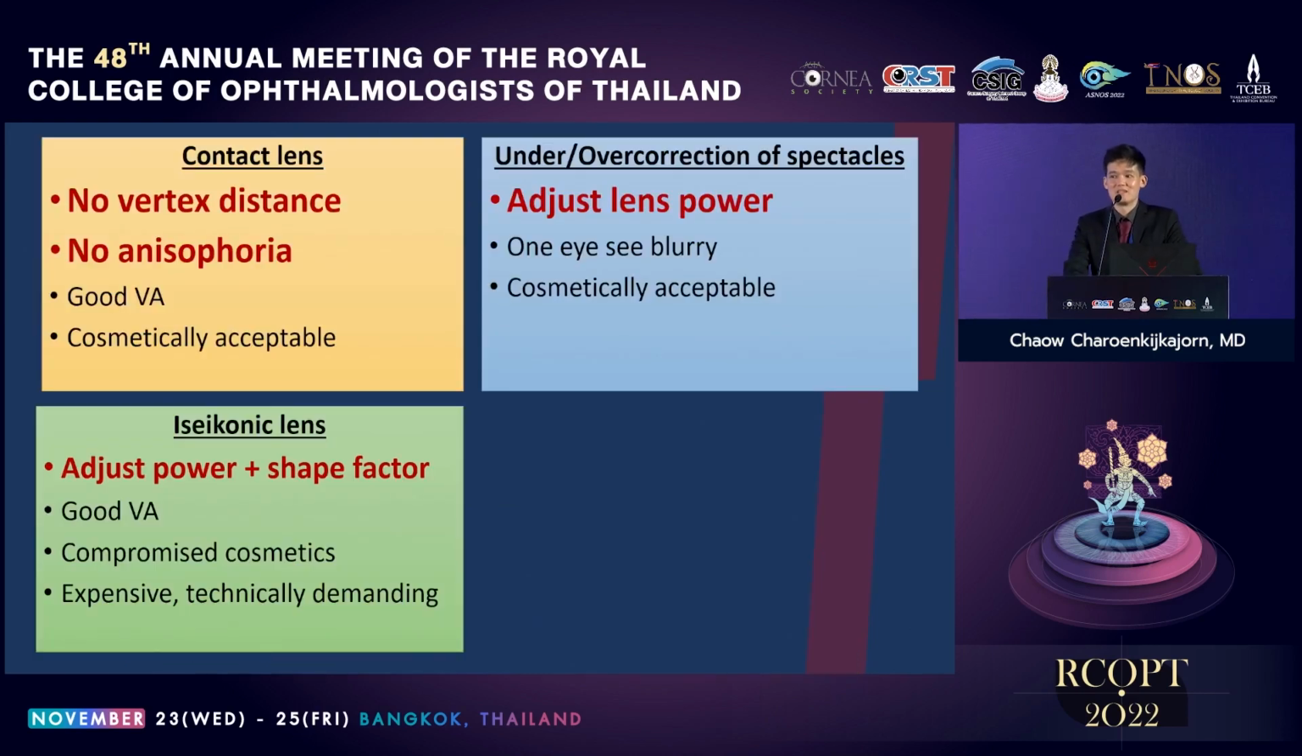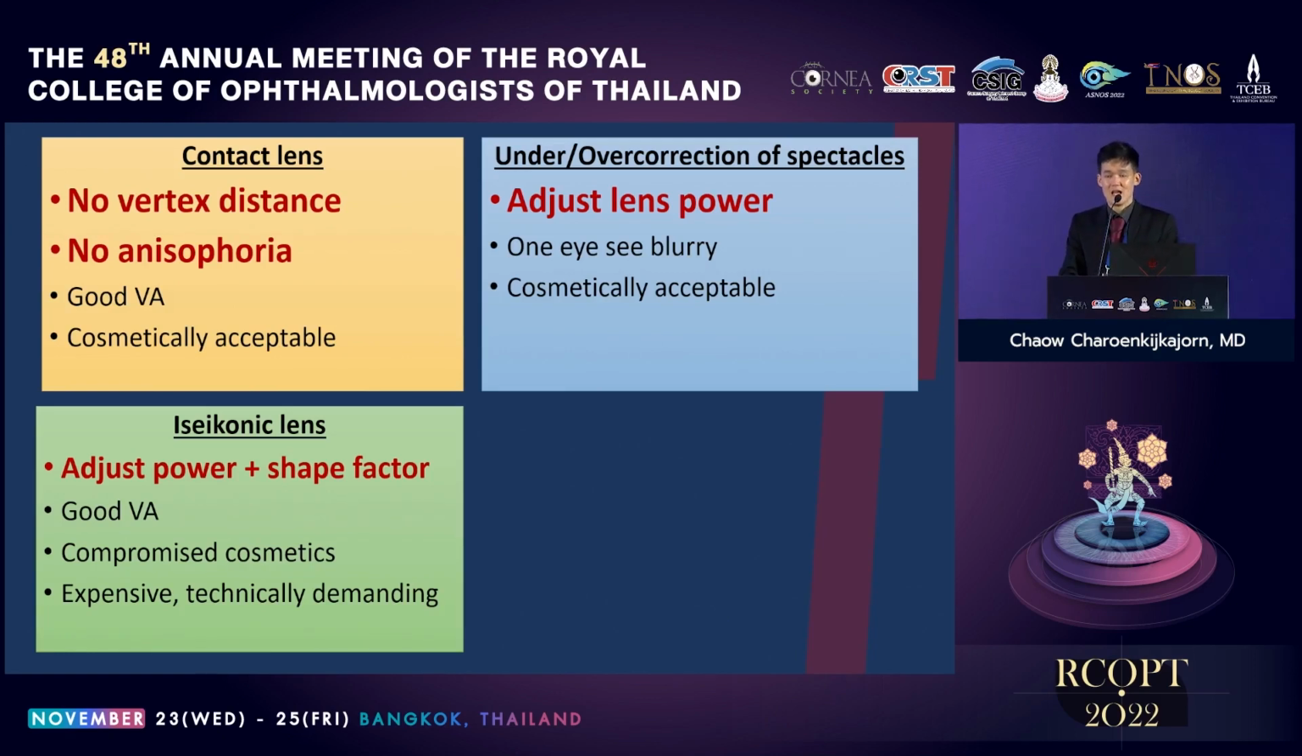So these are the 3 treatment options we have talked about up to now. Just for review, contact lens: the principle is there's no vertex distance, so the magnification is 0, since we work on the power factor. No anisophoria because it always moves with the eye. We can compromise the lens power of the spectacles, and we can use the aniseikonia lens, which is custom designed for each patient.